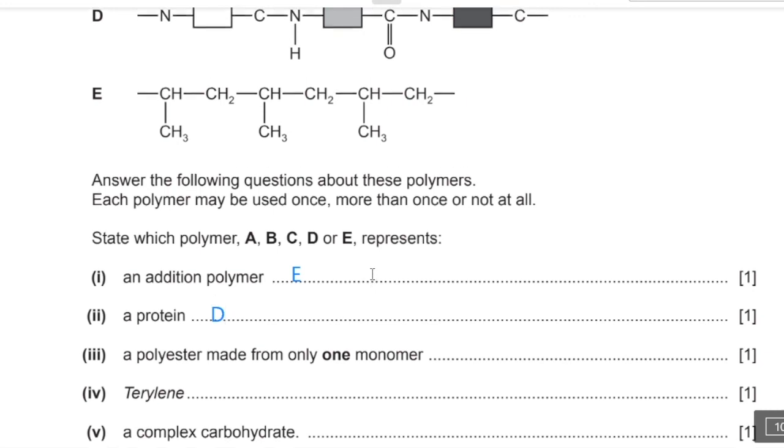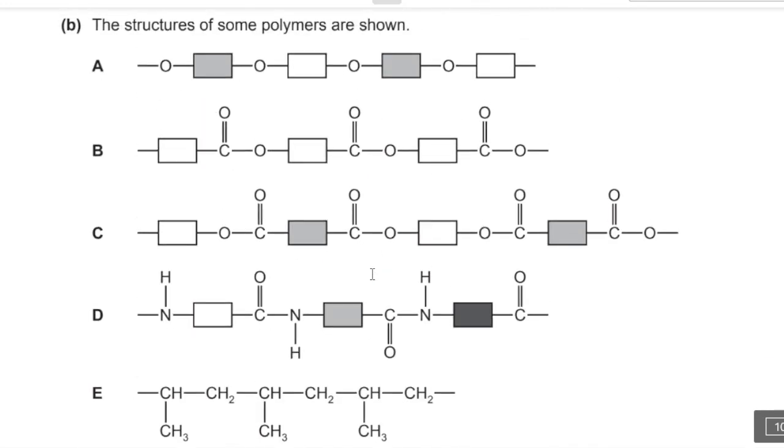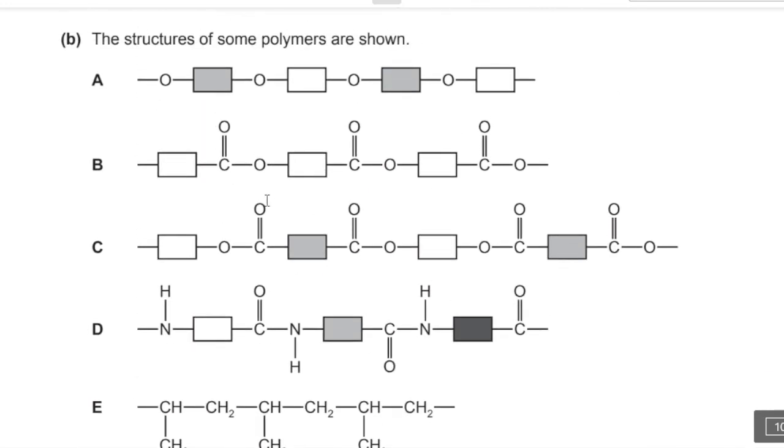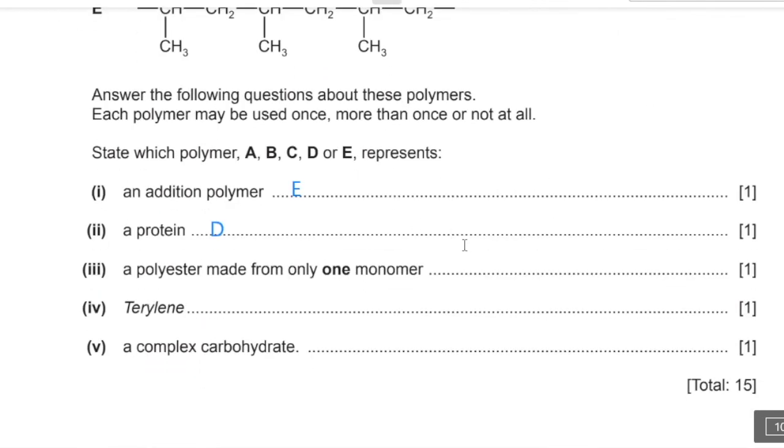A polyester made from only one monomer. Alright, so a polyester would have an ester link, which is this link over here, carbon double bonded to oxygen and another oxygen atom, and you also have the same link in structure C. But in structure C, you can see that the functional groups are different, indicated by the different colors, and so that means B is the answer because it has the same functional groups or the same monomers.